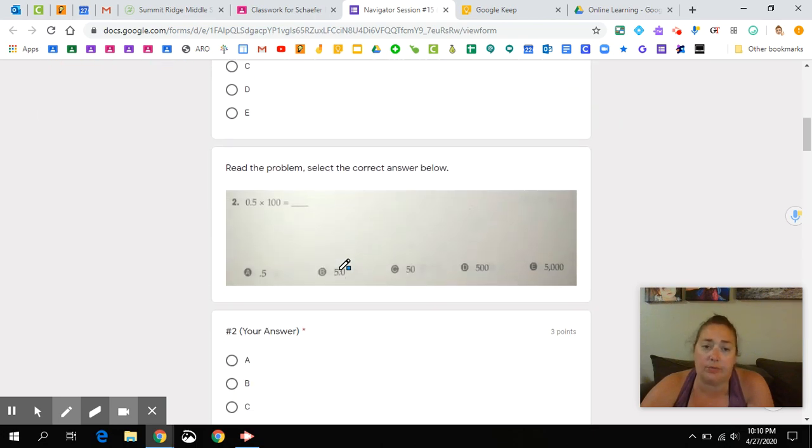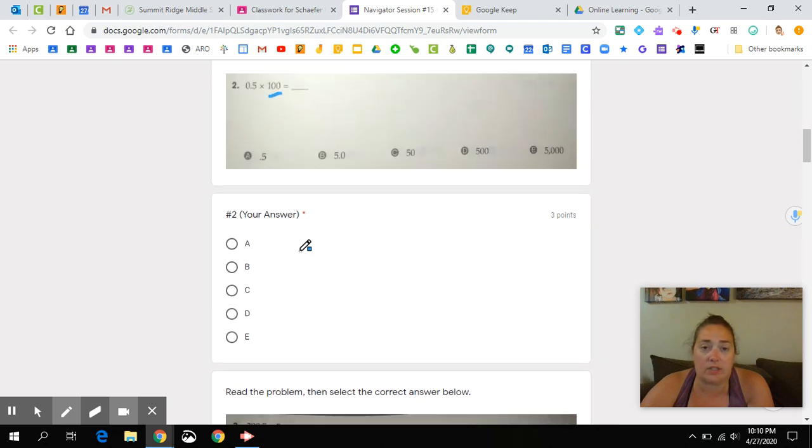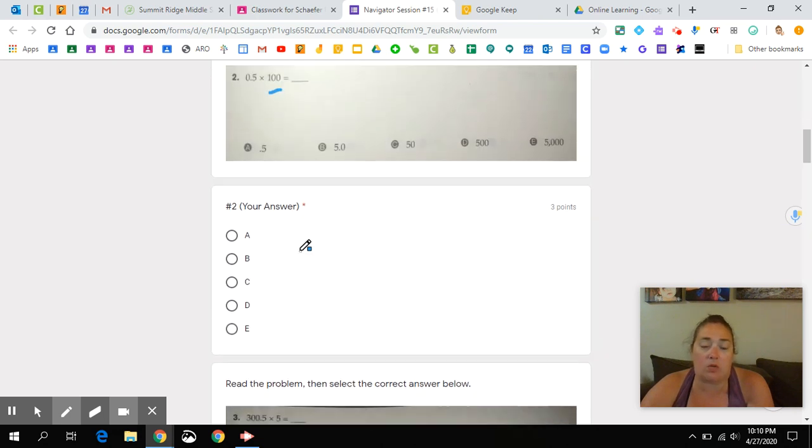The same is true for number 2. I'm dealing with 100, and 100 is a power of 10, right? It's got 2 zeros on it. So I could think about how my decimal jumps. Does it go left or right? Is it getting smaller or bigger? And then how many jumps it's going to make because of that 100. And you can use that without having to set up a multiplication problem in order to get to your answer.